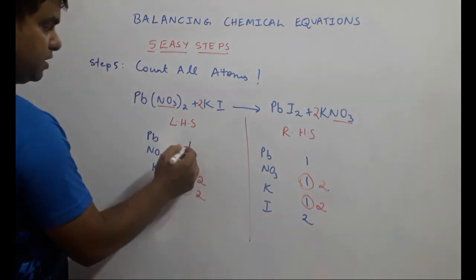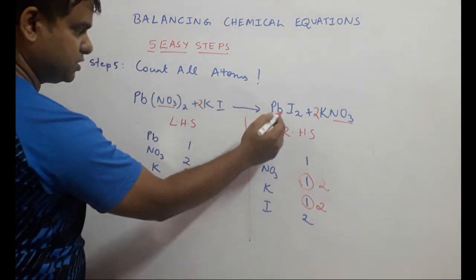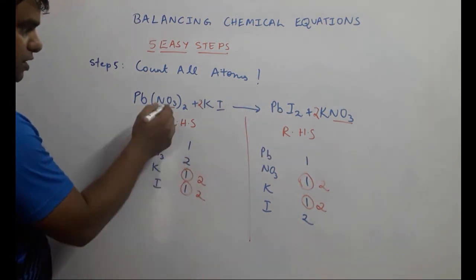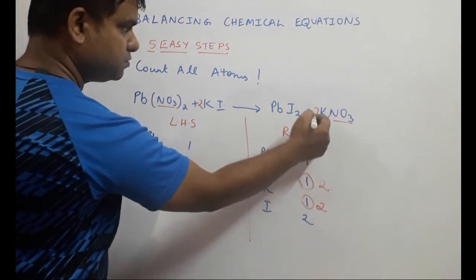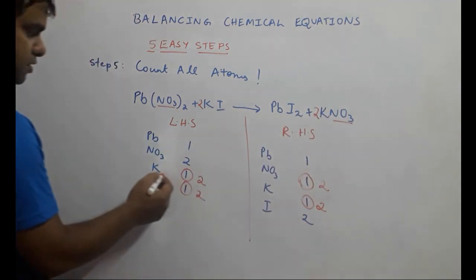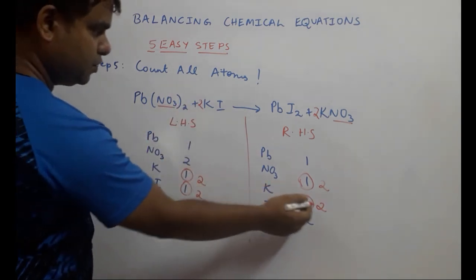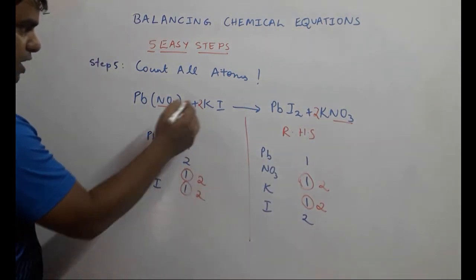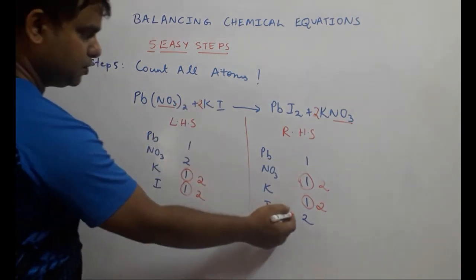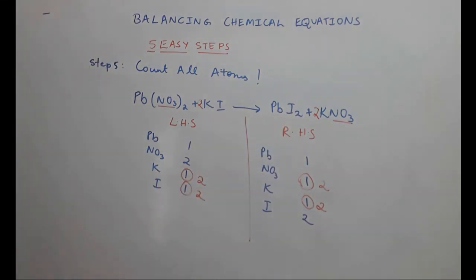So lead, 1 on the reactant side, 1 on the product side. Nitrate, 2 on the reactant side, 2 on the product side. Potassium, 2 on the reactant side, 2 on the product side. Iodine, 2 on the reactant side, 2 on the product side. And this is how we get our equations balanced.